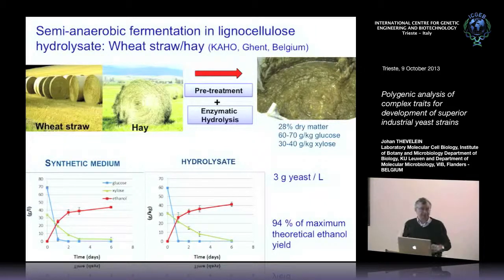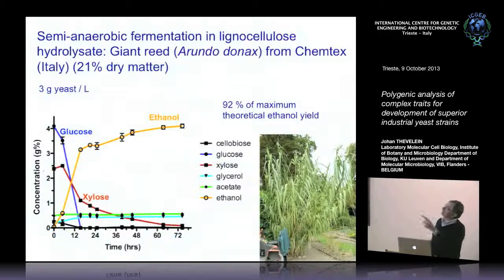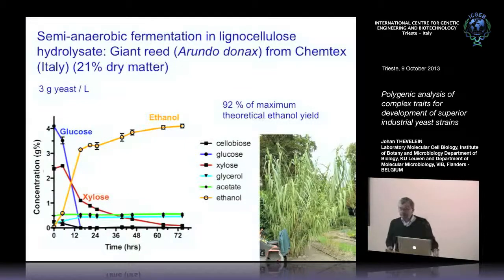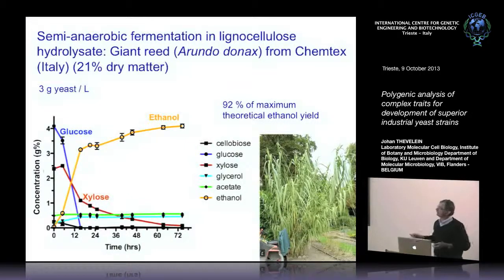If that could be obtained in a factory, the people would actually be very glad with this type of yield. Then we have a giant reed hydrolysate. It's coming from Chemtex. In Crescentino, they have built a plant to make second generation bioethanol production with this giant reed, and that will be cultivated there on thousands of hectares.